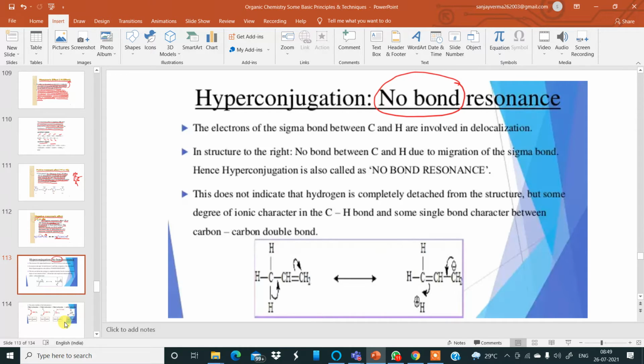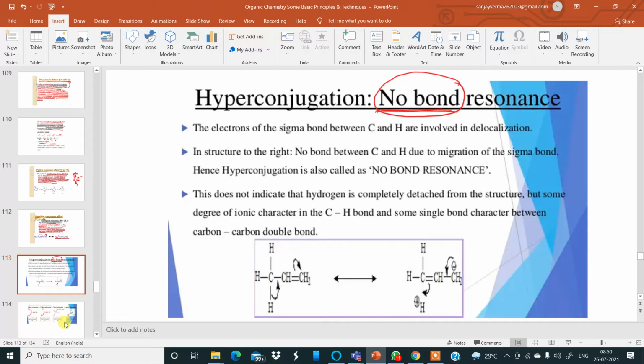Now in today's class, I'll explain this hyperconjugation. Here, the displacement of electrons takes place through a different mechanism. It takes place through a different mechanism, and this different mechanism is known as hyperconjugation. As I've already told you, it is called no bond resonance.